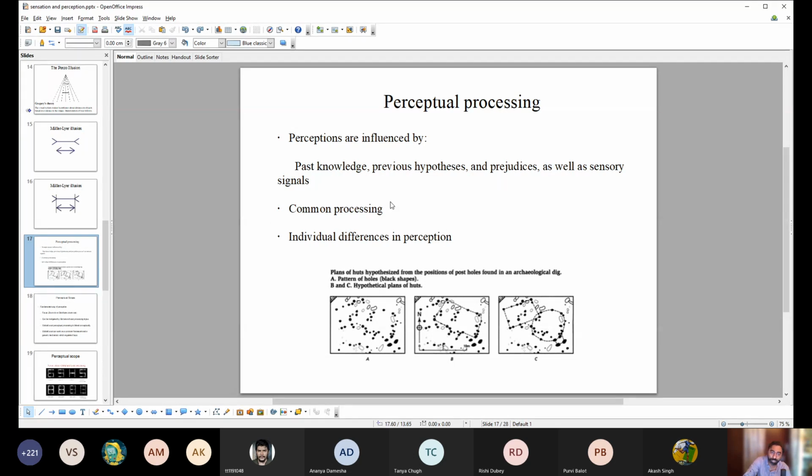And we also know there are some commonalities, because a lot of people arrive at a similar understanding or similar representation or similar inference. But there's also a lot of individual differences, as came out from a lot of people who said why they chose B or C, and most of the time the answers were different. So this is the complexity of perceptual processing, and that's what I wanted you all to appreciate.